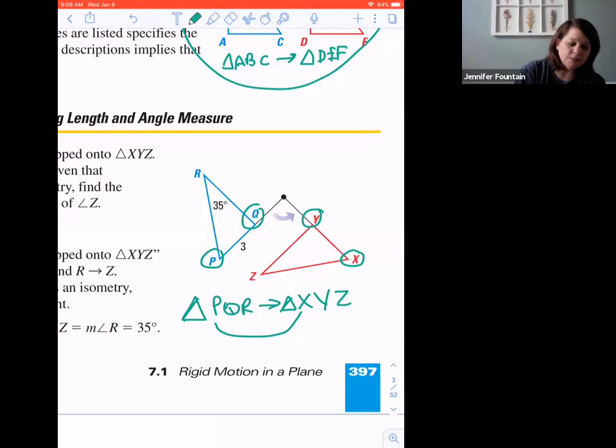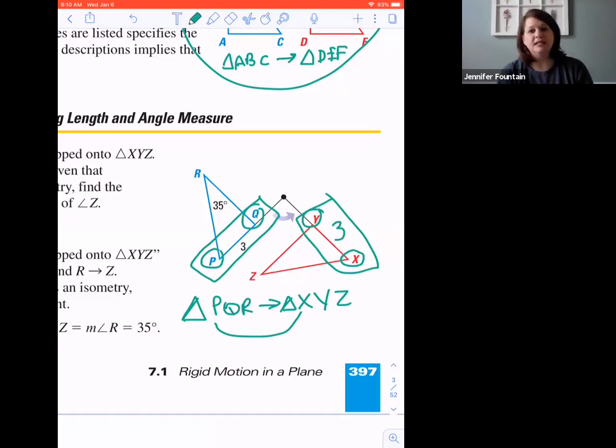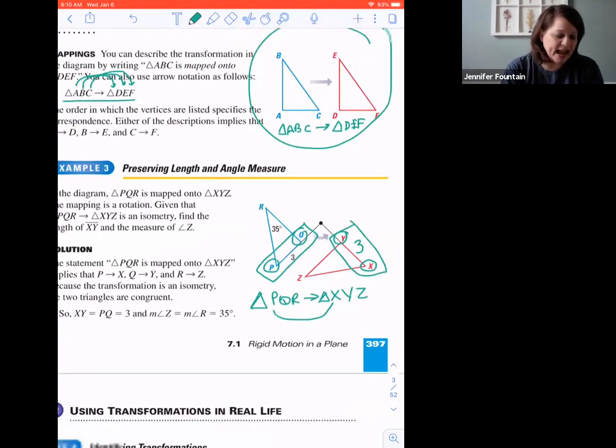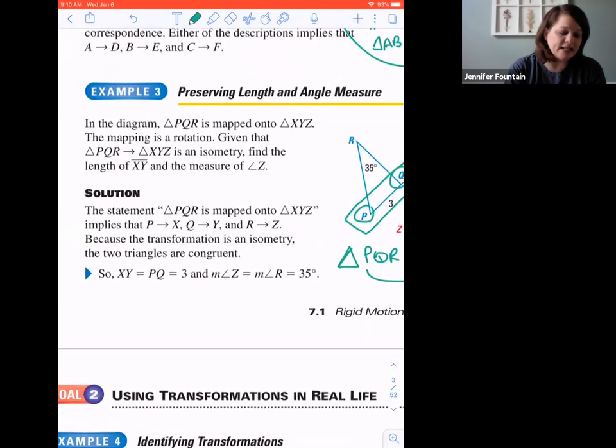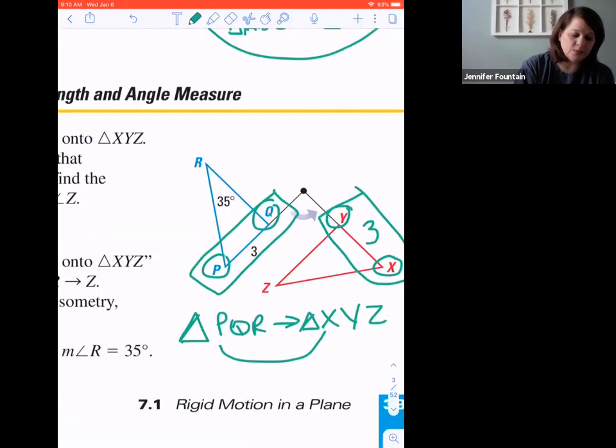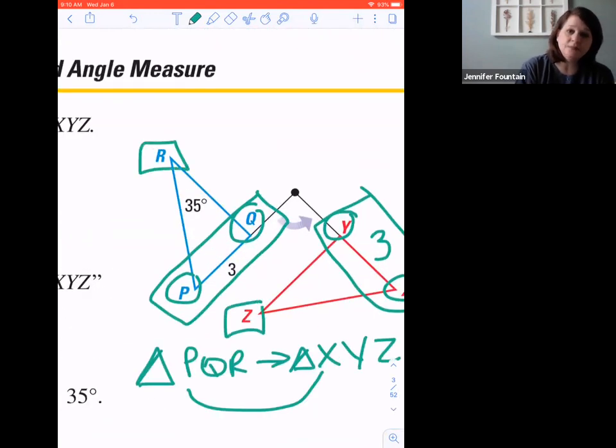Okay, so in my blue triangle PQR, I can see that the length of that side is 3. Therefore, I know that the length of side XY is also 3. Okay, so understanding the movement, understanding the correlation between the points, I can look at my pre-image and see that within my image, I can look at my length. Now it says, not only do I need to find the length of XY, I need to find the measure of angle Z. So again, because R corresponds with Z, and I can see that angle R is 35 degrees, then angle Z is also 35 degrees.